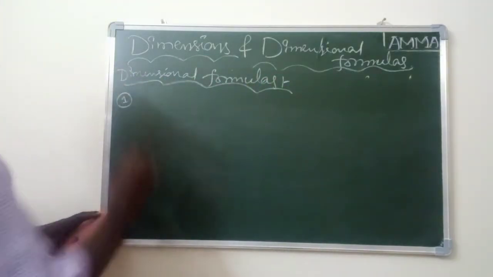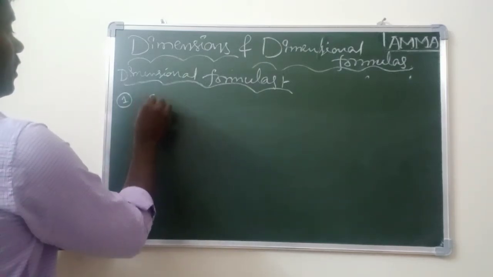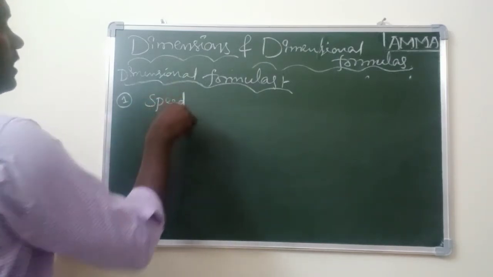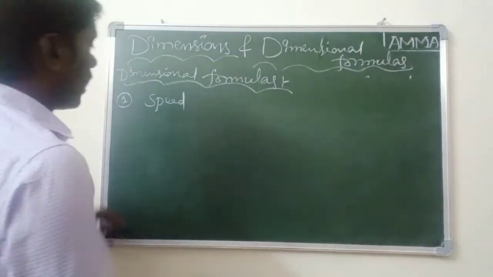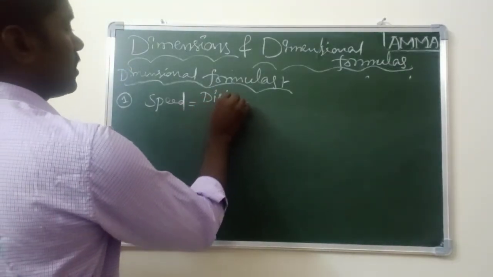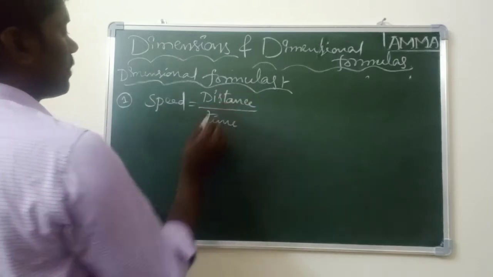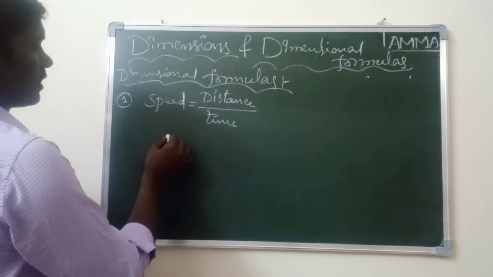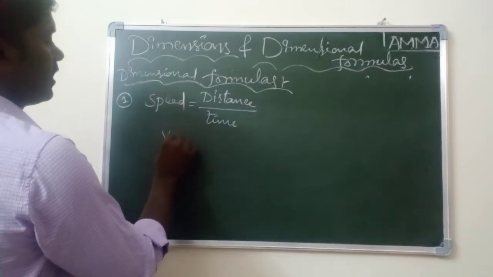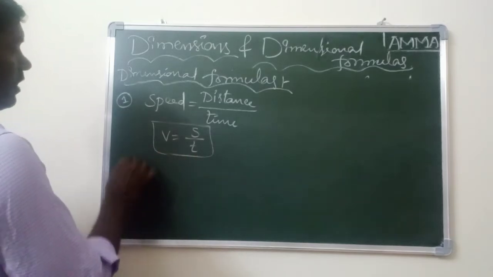First one is for speed. Speed is a derived physical quantity. What is its general formula? Distance by time, as you all know. In short we can write V is equal to S by T. Okay, students, this is the general formula.